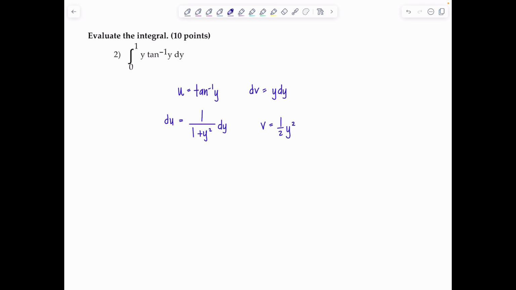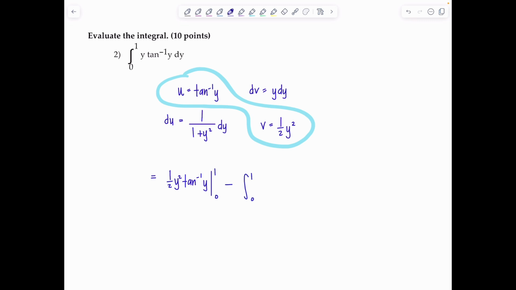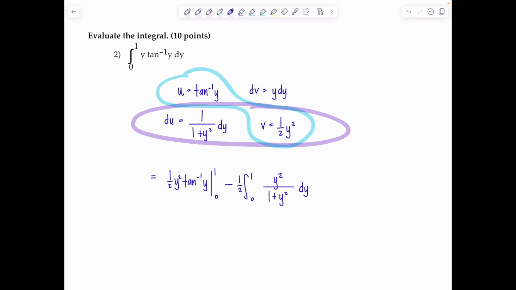This one also has limits, so we're going to need to be careful about that. 0 to 1, but we got this. So now, using my by parts formula, I'm going to have uv, which is 1/2 y squared tan inverse of y, evaluated from 0 to 1, minus integral 0 to 1 of v du. I'm going to take that 1/2 outside and write this as y squared over 1 plus y squared dy. Are we okay? Good.